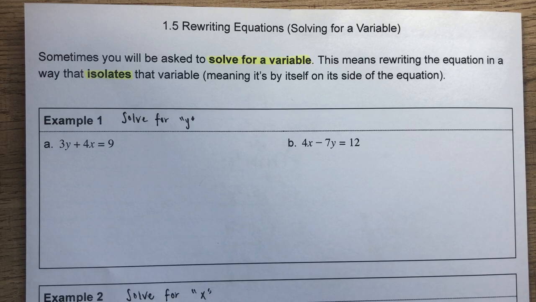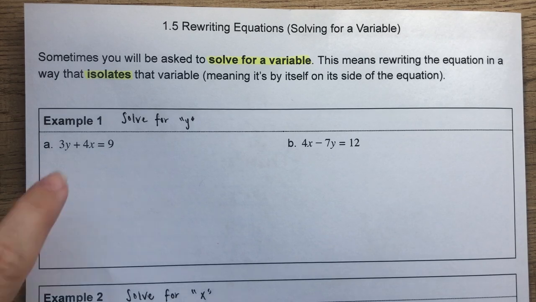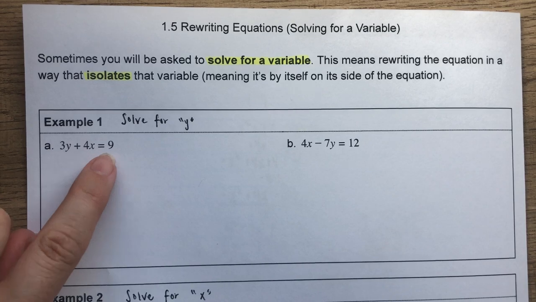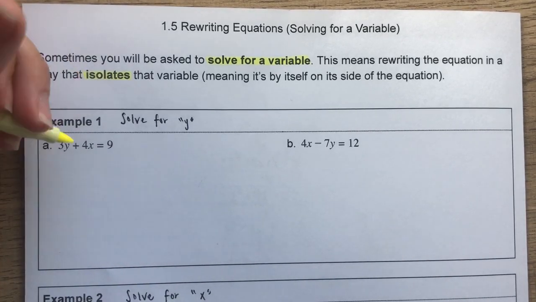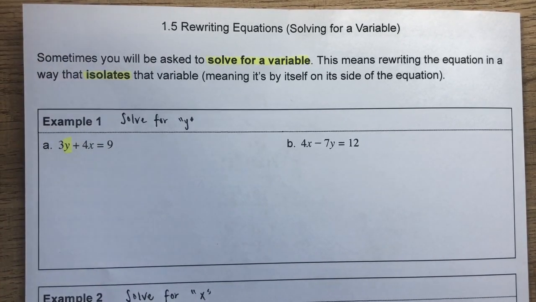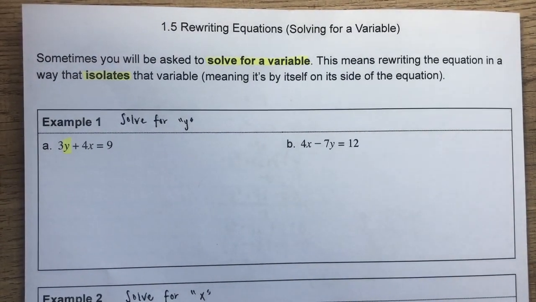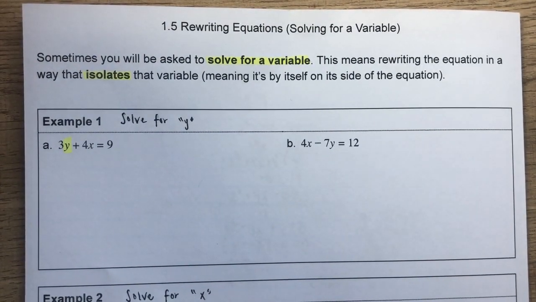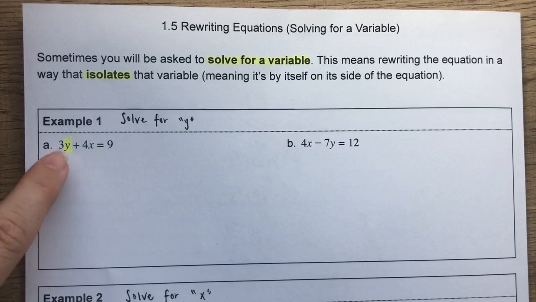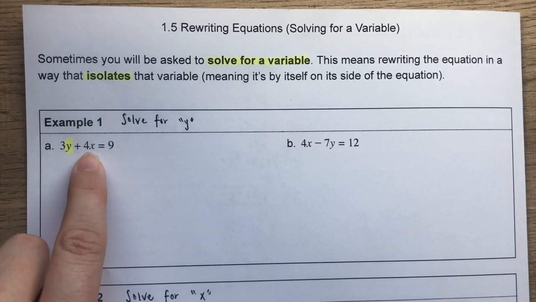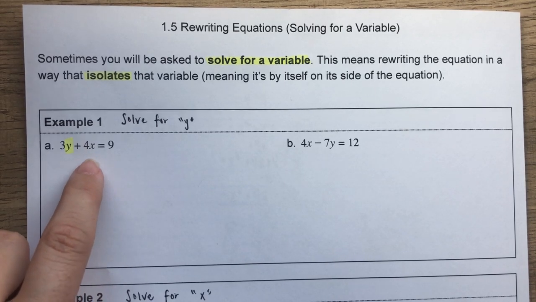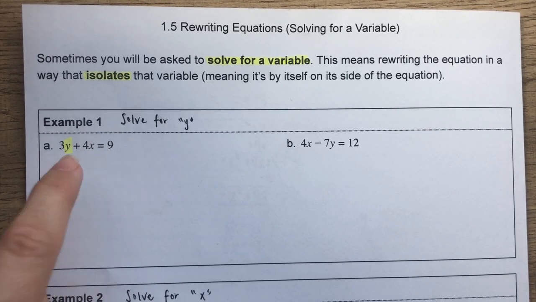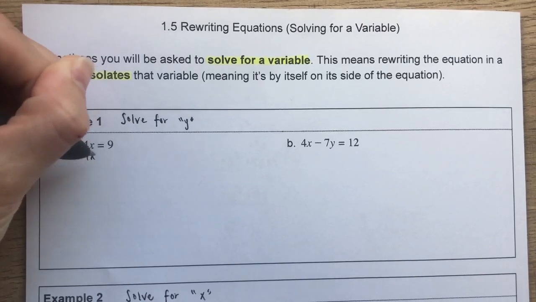So for example 1, we're going to solve for y. Example 1a is 3y plus 4x equals 9. My goal is to solve for y, so that means I need to move everything away from y. I'm going to use the same type of steps that I would if I was solving regular equations like we were earlier on in this chapter. So I have 3 times y plus 4x. I can undo this addition first. I can undo adding 4x by subtracting 4x.